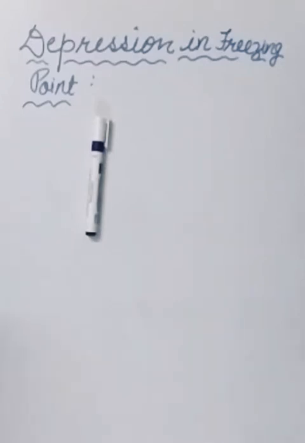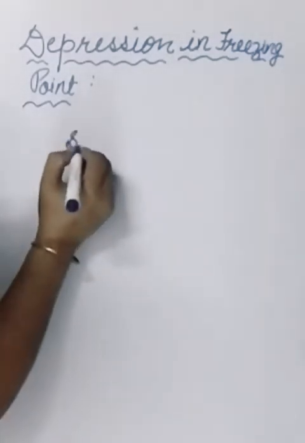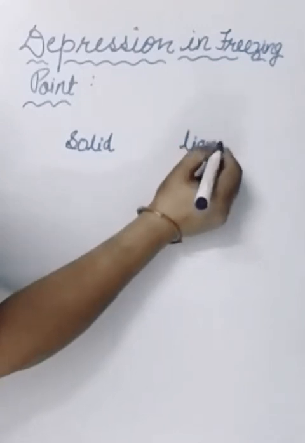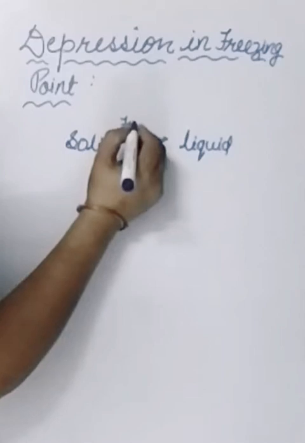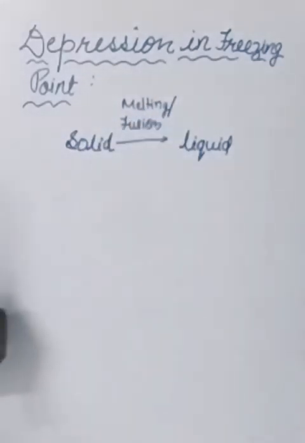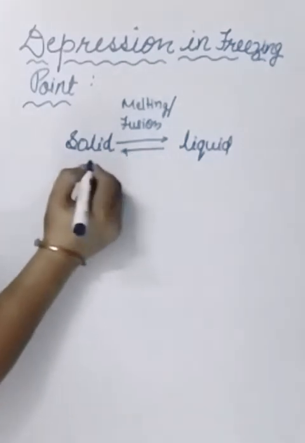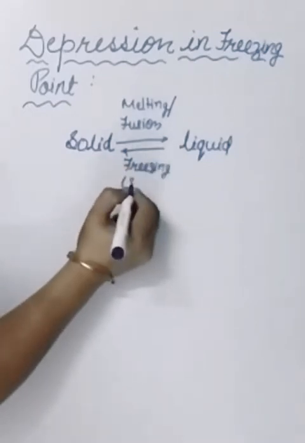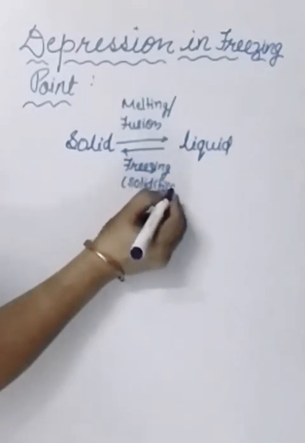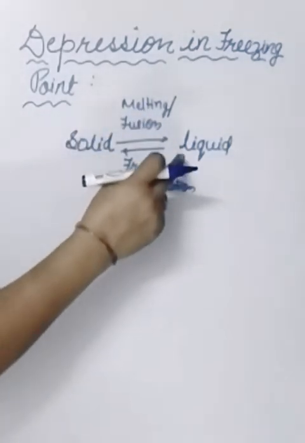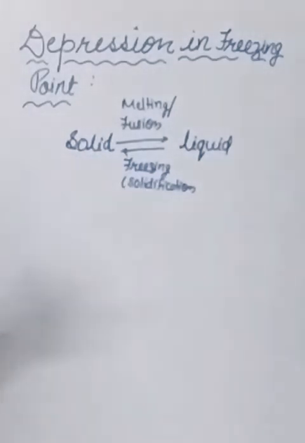So let us see what is freezing. When a solid gets converted to liquid, what is this? Fusion. This physical change is called fusion or melting. But when a liquid solidifies and forms a solid, it is called freezing or solidification. The two physical changes I discussed: solid converting to liquid is known as melting, and liquid converting to solid, the reverse process, is called freezing.